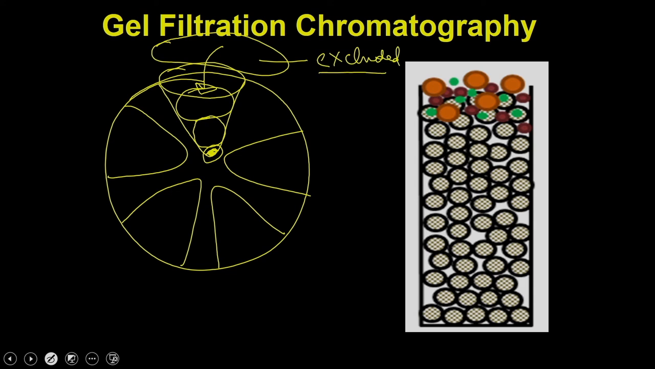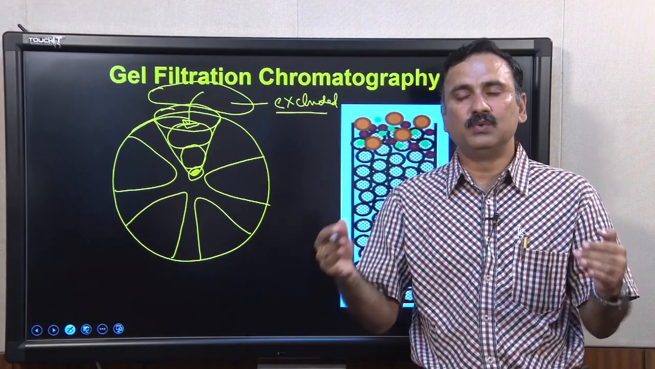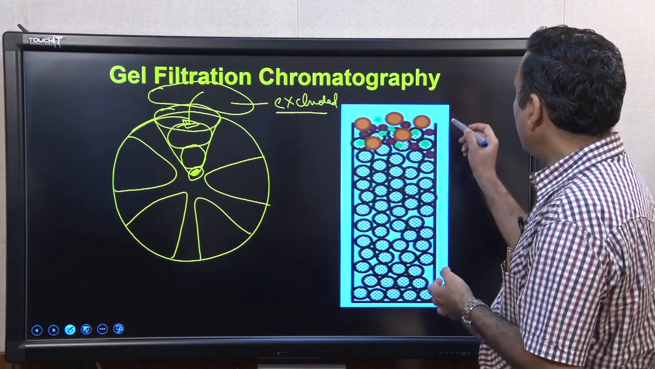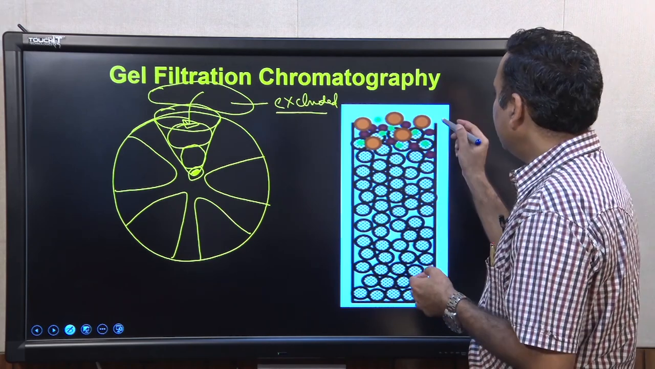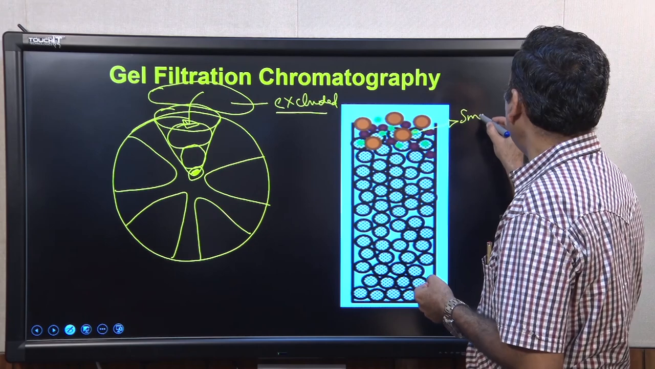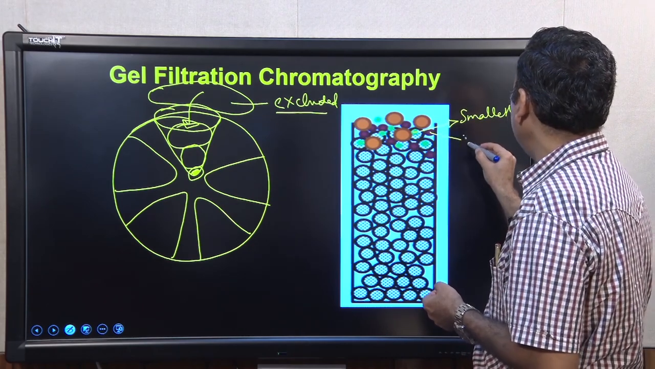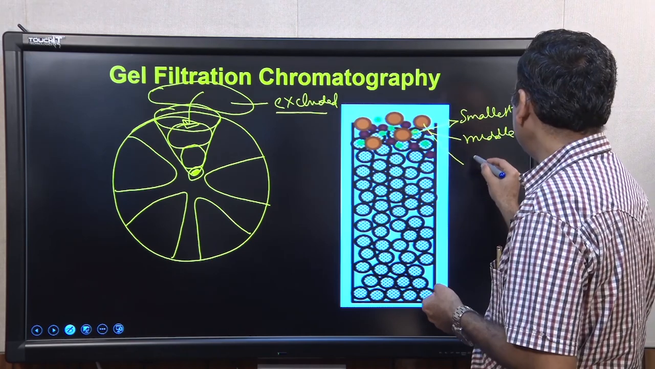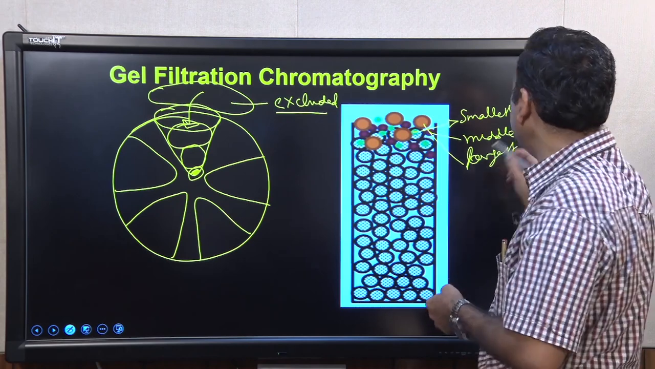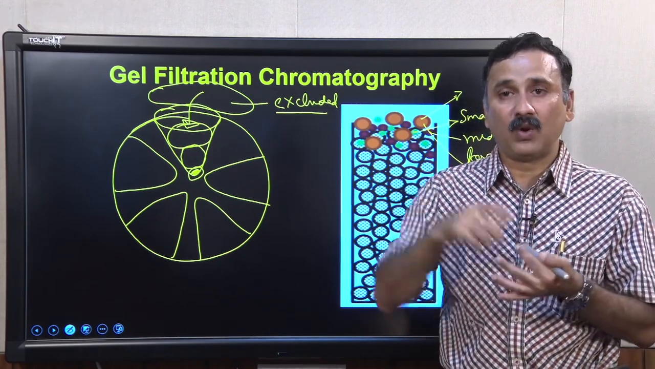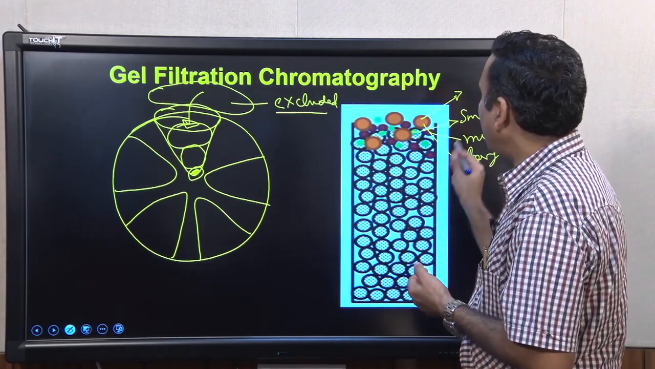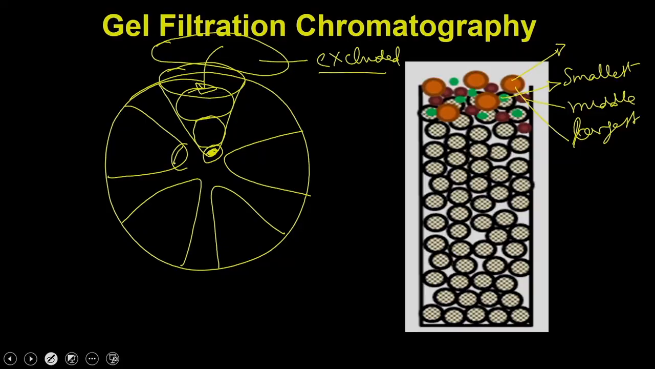Now, when you load the samples, this doesn't occur in every bead present in the column, because there is a competition between the different molecules being loaded onto the column. So when you load the molecules, they are separated, or there is a competition. The green is the smallest molecule, the red is the middle size, whereas the orange is the largest molecule. Because the orange is the largest molecule, it takes more time to travel throughout the column, and as a result all these molecules are competing for entering into the pores.